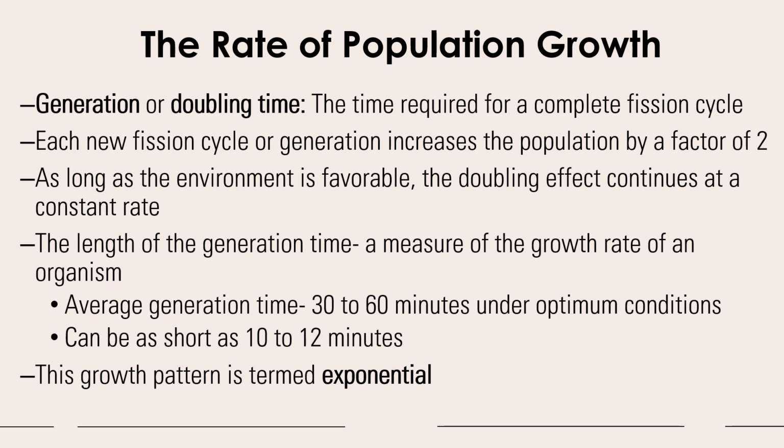The rate of population growth. Generation or doubling time, the time required for a complete fission cycle. Each new fission cycle or generation increases the population by a factor of 2. As long as the environment is favorable, the doubling effect continues at a constant rate. The length of the generation time is a measure of the growth rate of an organism. Average generation time is 30 to 60 minutes under optimum conditions, and can be as short as 10 to 12 minutes. This growth pattern is termed as exponential.